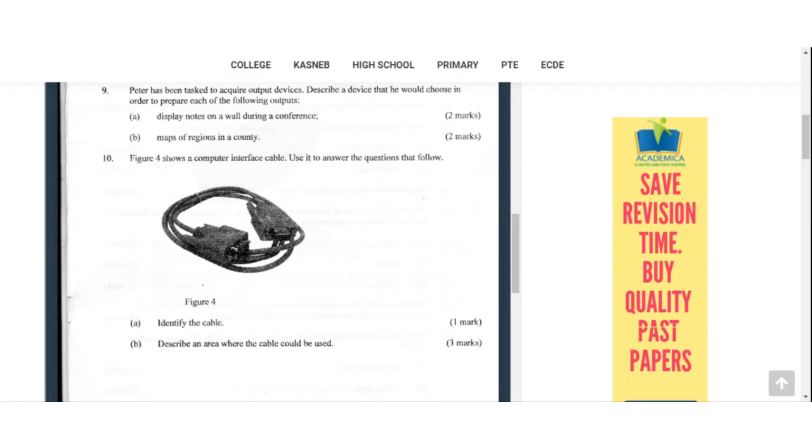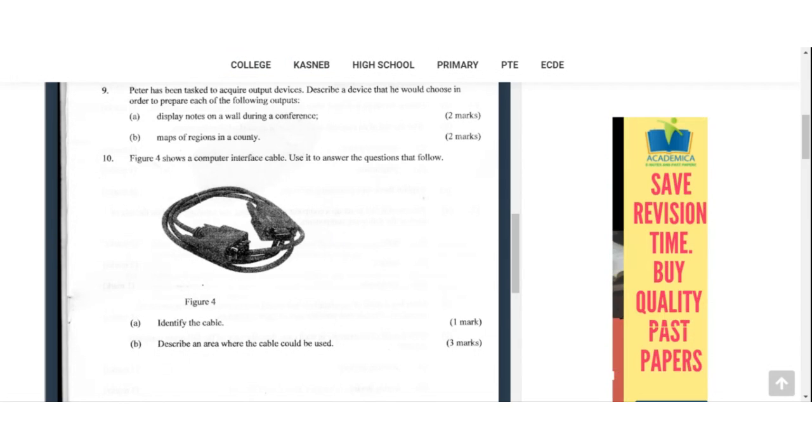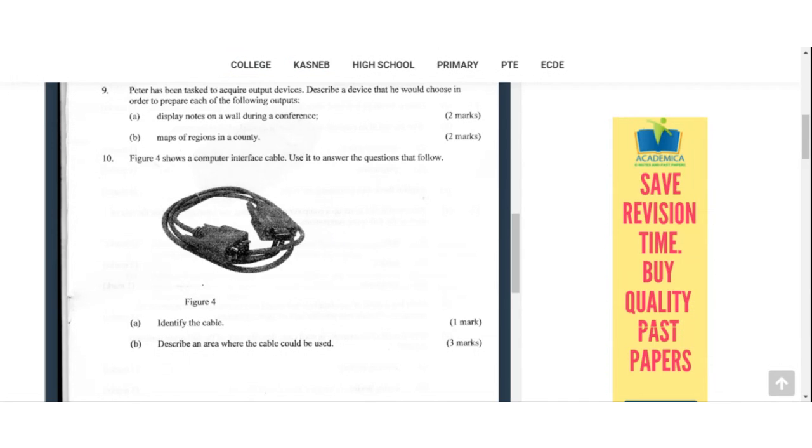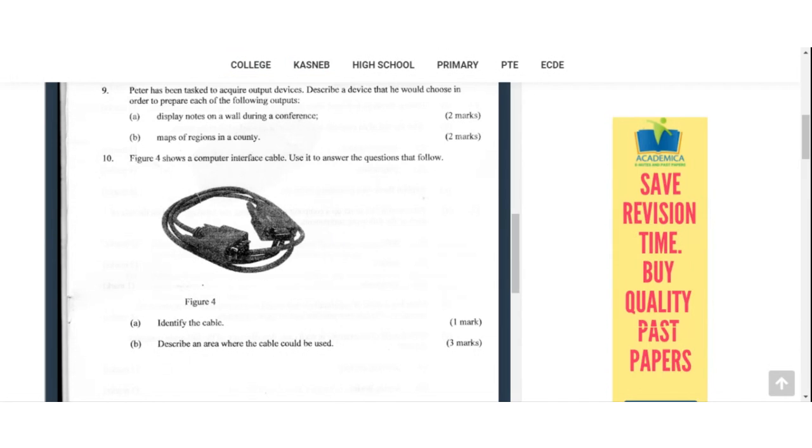So the meaning of this cable is video graphics array. I hope you're able to see that. You can also use this cable to connect to the projector. Any question?